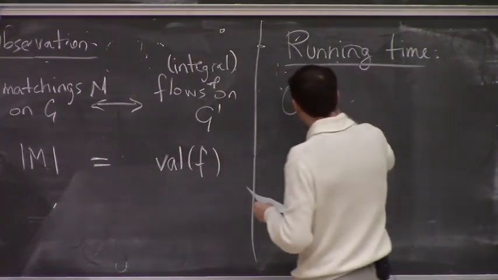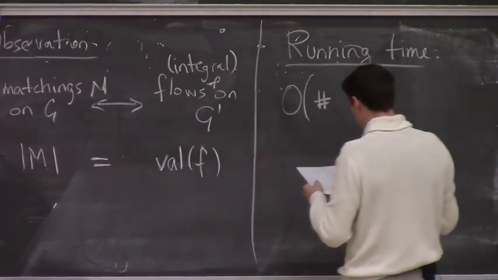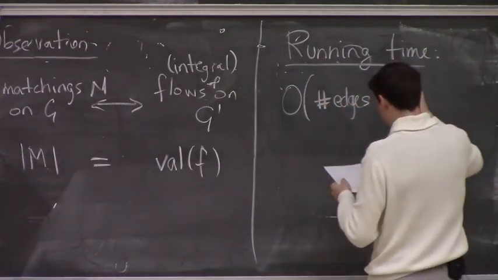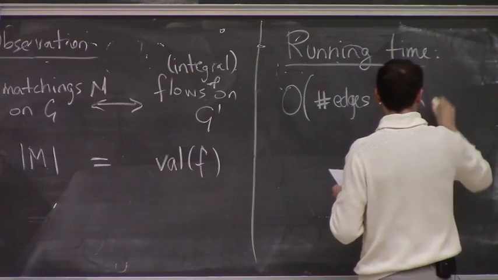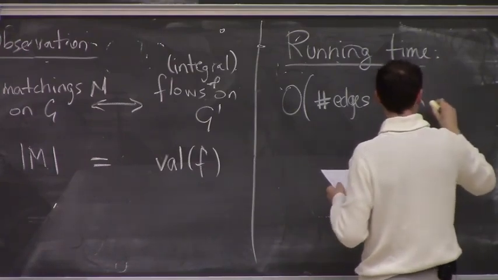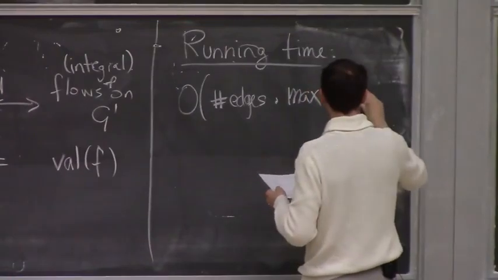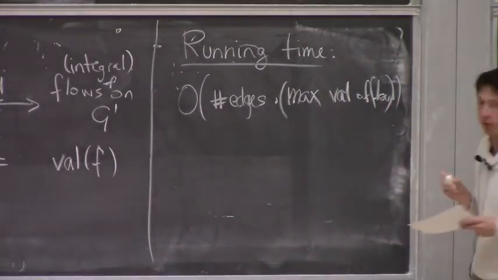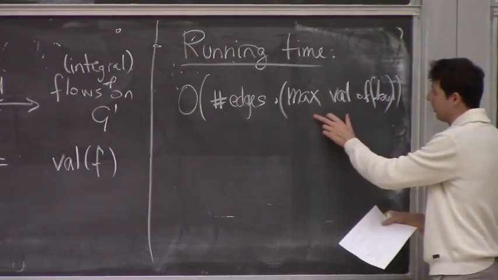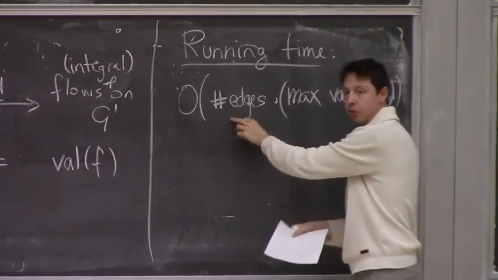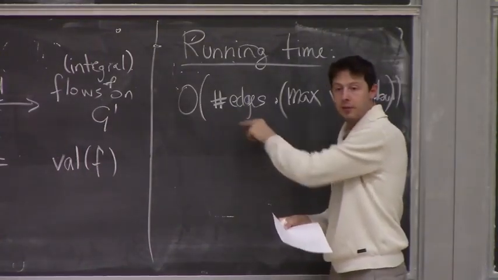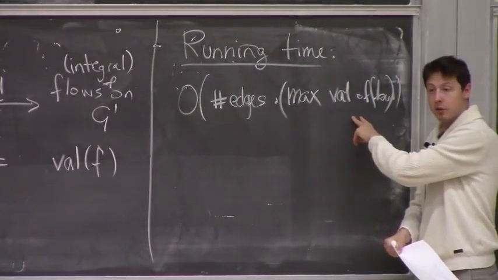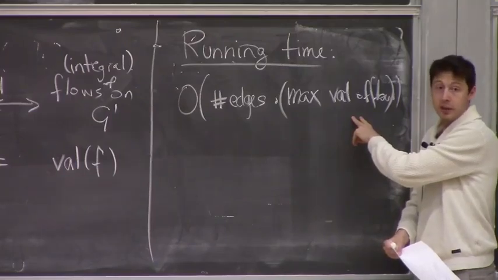So what it costs us is the number of edges times the value of the max flow, right? So that's roughly the running time of Ford-Fulkerson, right? This is the number of times we have to increment, and each time we have to do this much work to find the path, right? And in general, the value of the maximum flow could be enormous. It could be exponential in our input size, right?